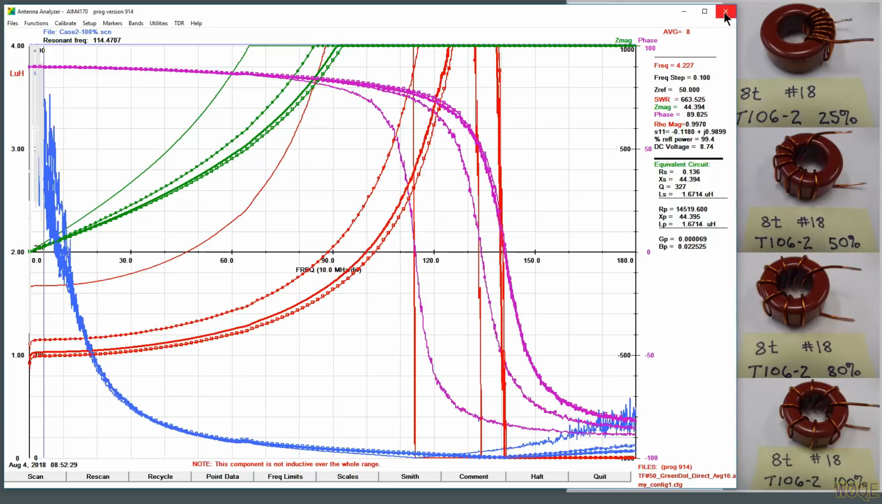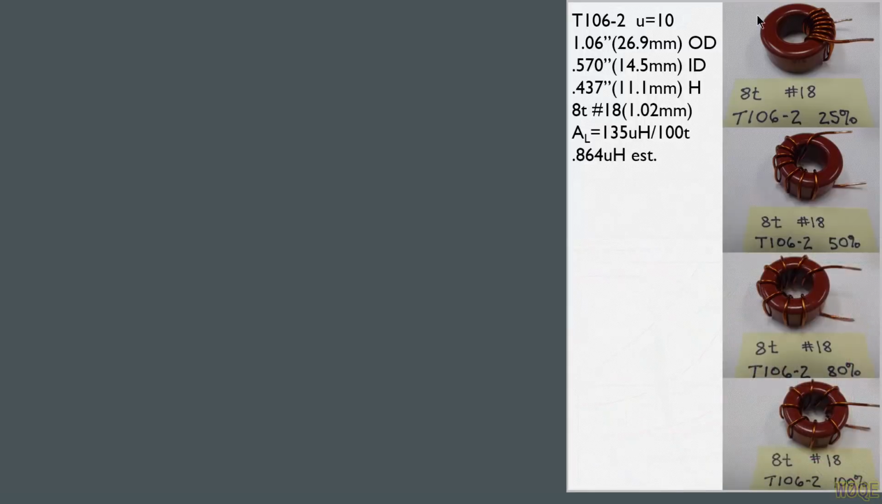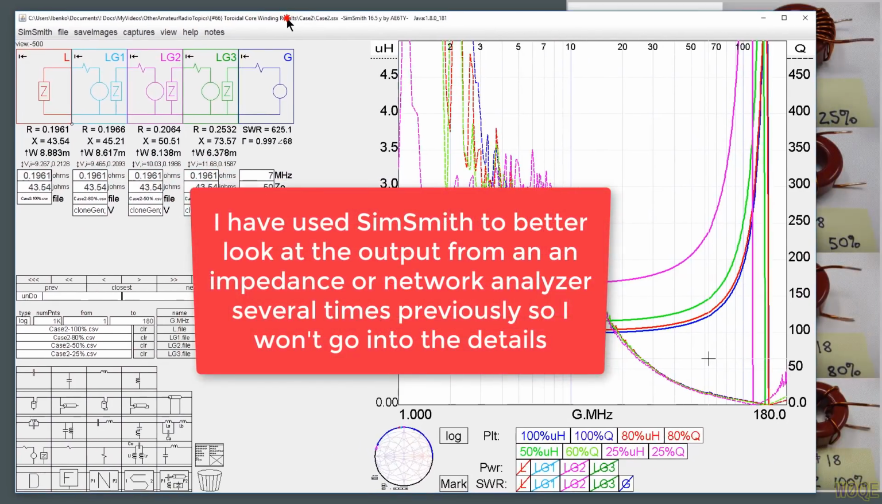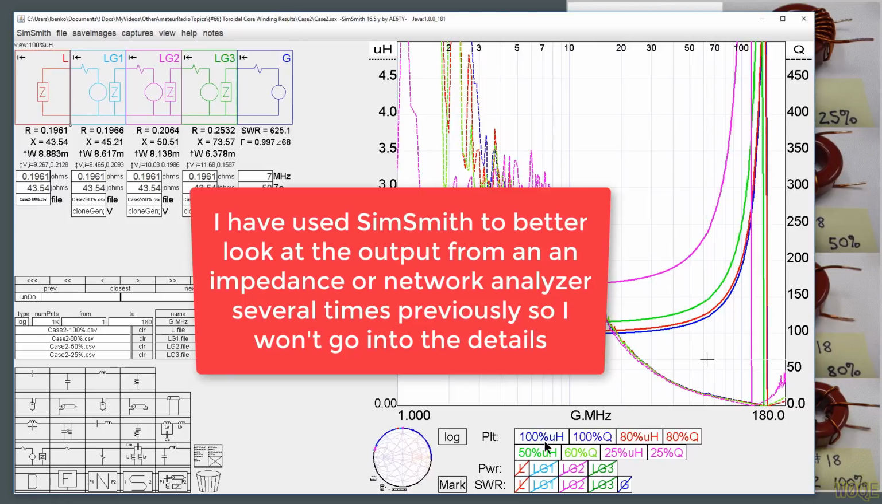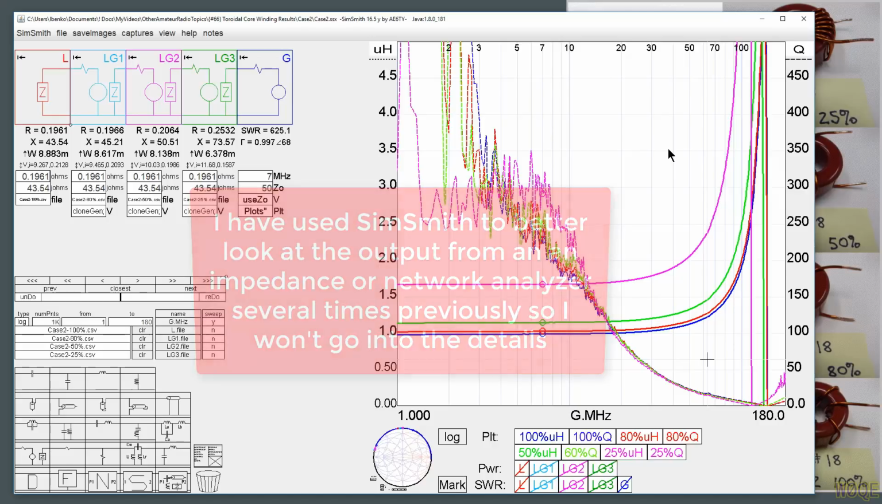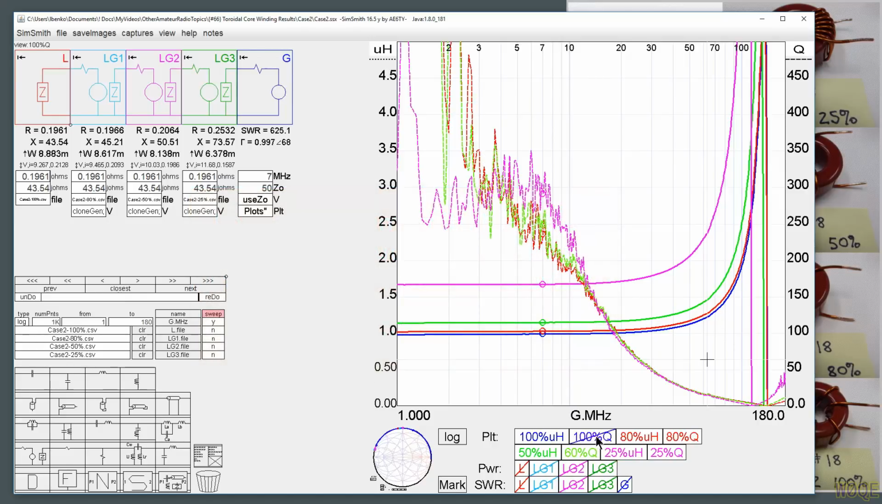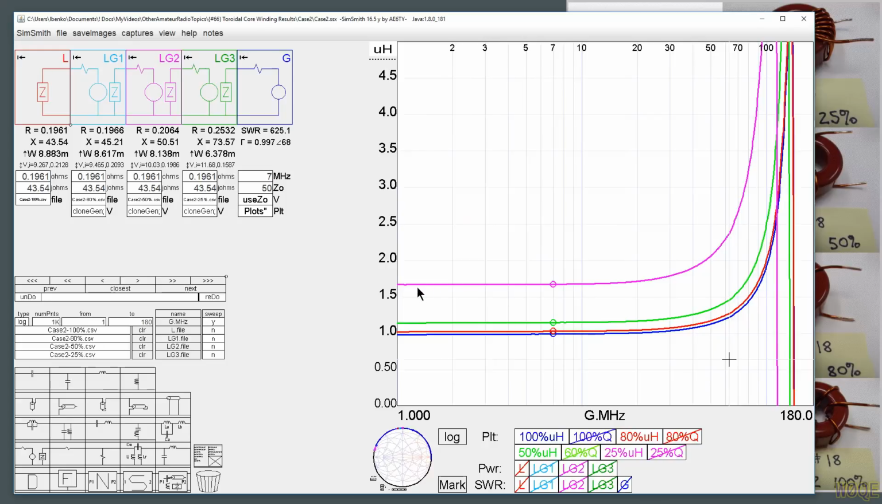So now let's load. I have these shown also in a SimSmith file, which has exactly the same thing as I showed before with the 4170 graph, but now we can look at just the Qs. So if we turn these Qs off for a moment, we see the inductance being 1.66 microhenries for the 25% case.